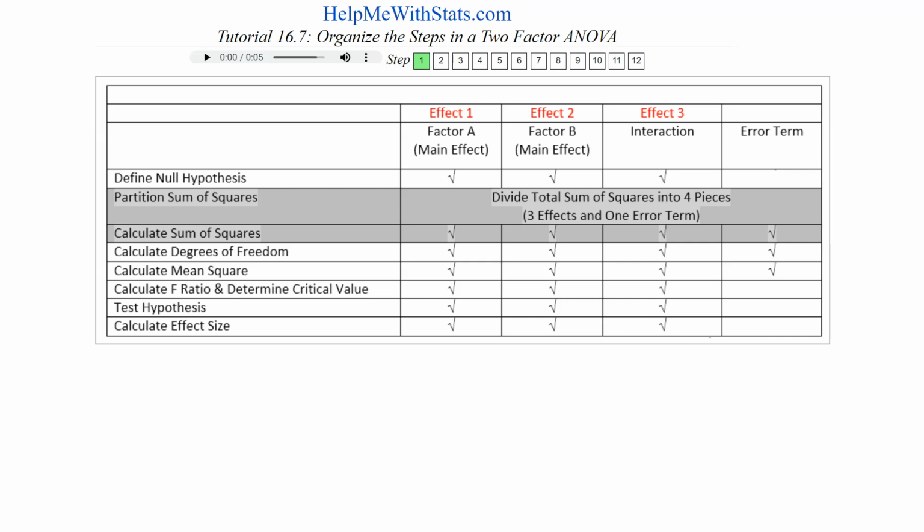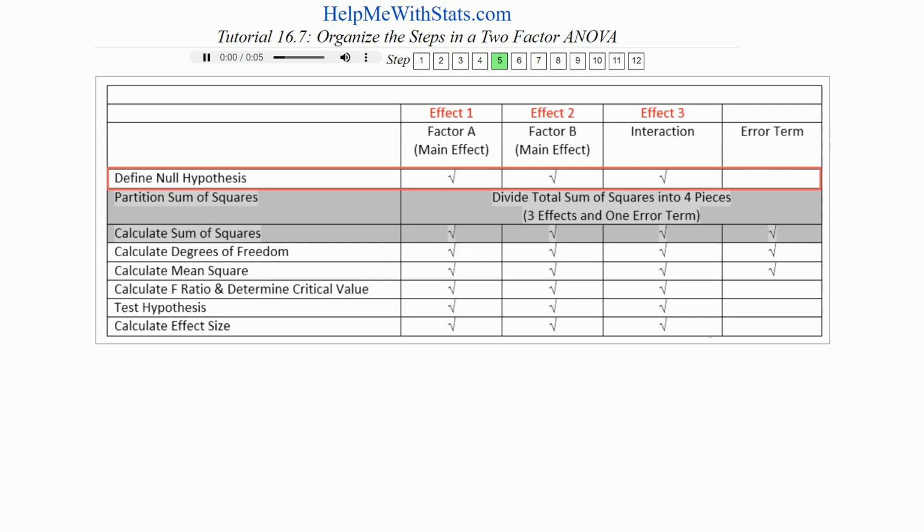HelpMeWithStats.com was used to create this tutorial that can help us organize the steps in a two-factor ANOVA. This table presents an organization of the two-factor independent measures ANOVA. The two-factor ANOVA tests three effects, which all need an error term for the F ratio. The first two effects are the main effects of the two variables, referred to as factor A and factor B. The third effect is the interaction between the two factors.